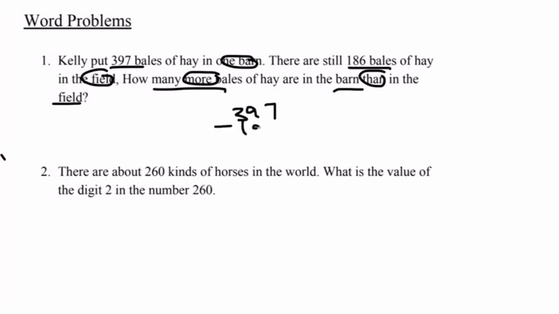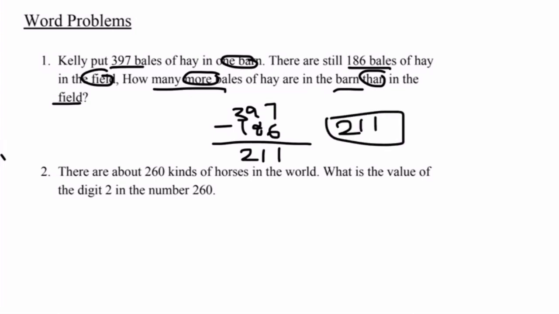397 minus 186. 7 minus 6 equals 1. 9 minus 8 also equals 1. And 3 minus 1 equals 2. Therefore, there are a total of 211 more bales in the barn than in the field.